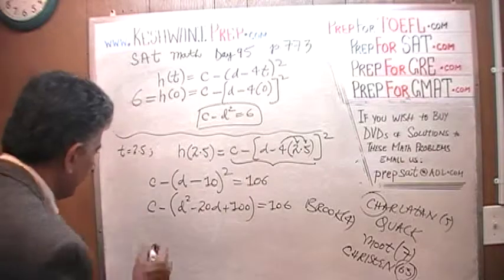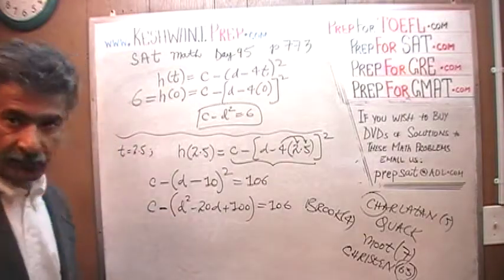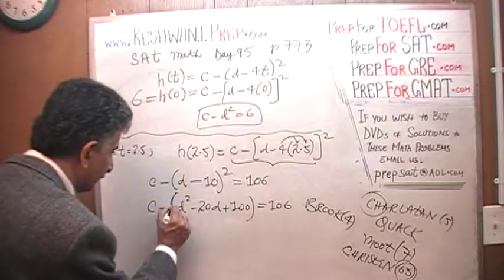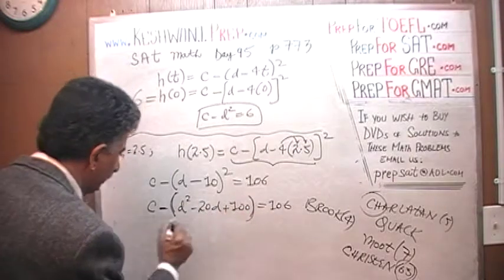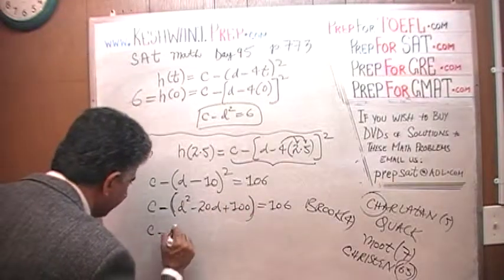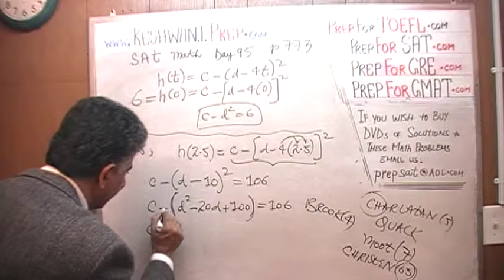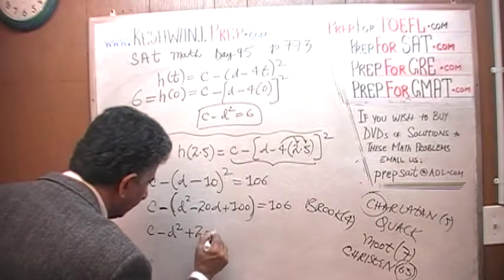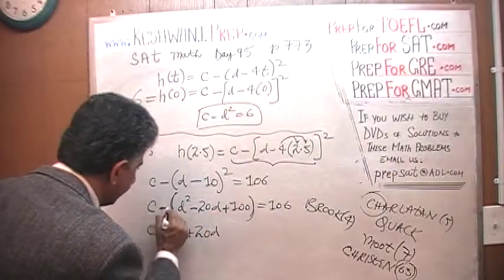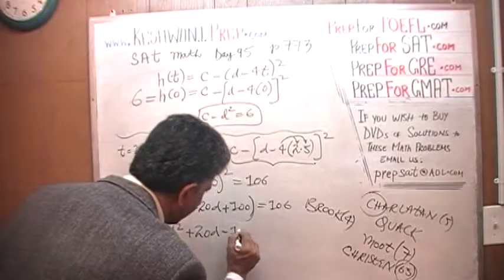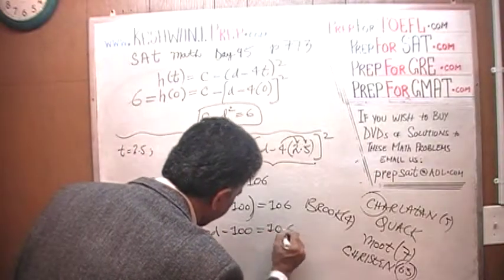Just open the parenthesis. Now, keep in mind that there's a negative sign in front of this parenthesis. In other words, everything has to be converted. C minus d squared, negative 20 times negative will become positive 20d, and positive 100 times a negative becomes negative 100, equals 106.